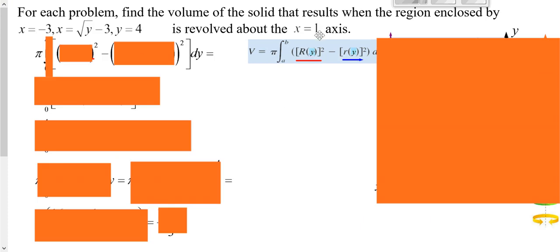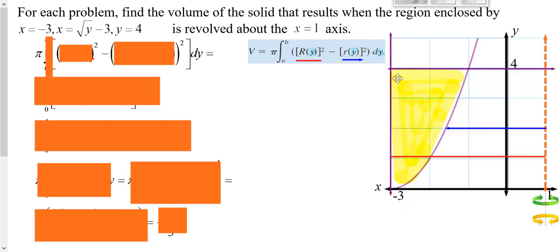So here we have a vertical axis of revolution again, so therefore we know we're going to be dealing with y's. Here we have x is equal to -3, which is a vertical line. We have this, which would be a sideways parabola. No, a normal parabola, sorry about that. And then we'd have y is equal to 4, which is a horizontal line at a height of 4. If we graph that, we would get this.